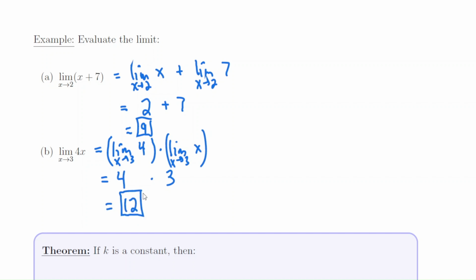In fact, notice what this ended up being here. The fact that the limit as x approaches 3 of this constant 4 is 4. We could have written it like this.